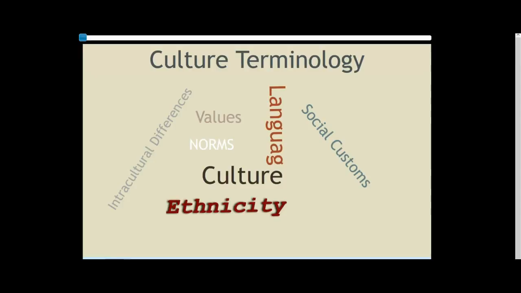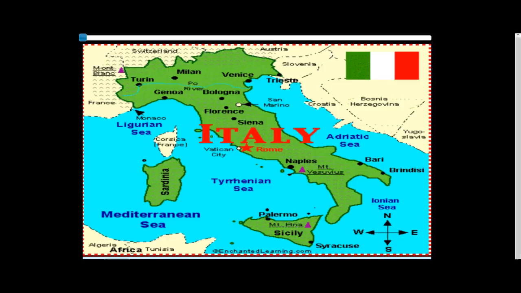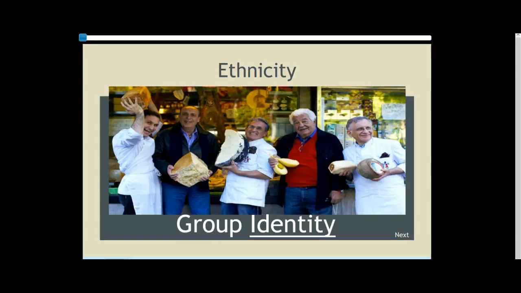So these are the different terminologies we're going to talk about: intercultural differences, values, norms, culture, ethnicity, language, social customs. These are the various things that you're going to see, and we're going to study the Italian culture and learn those terminologies, and then how this affects the PTA career in treating patients in the clinic. So Italy. I love spaghetti and Italian food. So this is a fun picture.